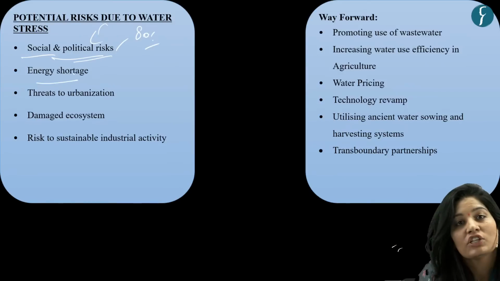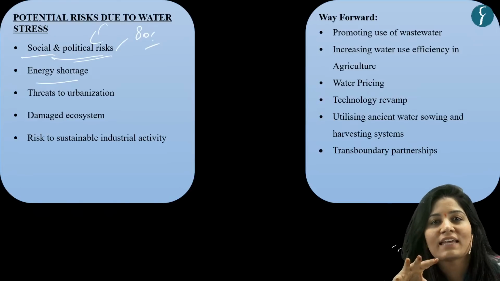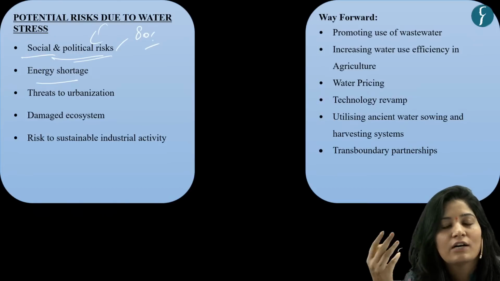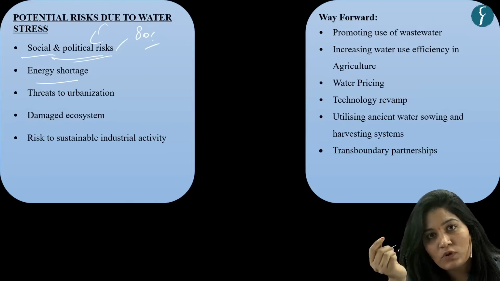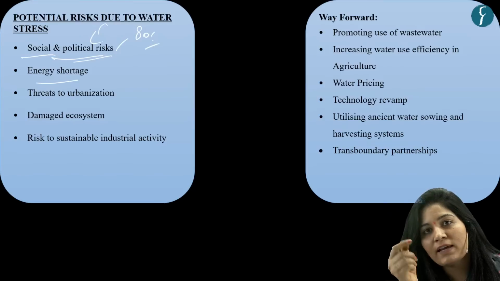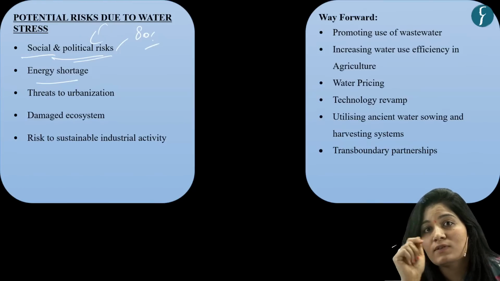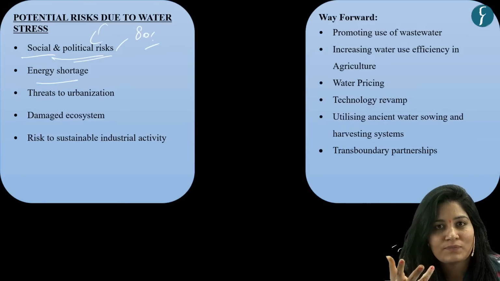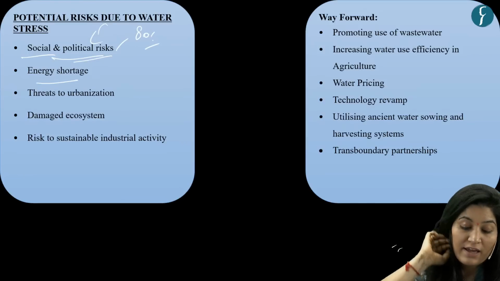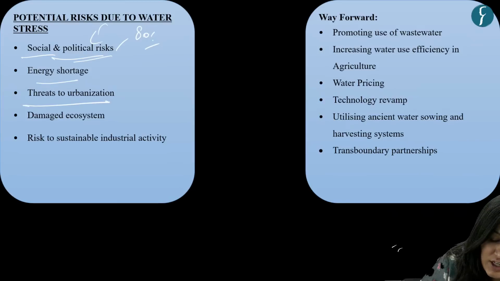Next is energy shortage. Now the mainstay of our energy hub is thermal power plants in India, and 70% of those thermal power plants will face shortage of water by the year 2030. So it will hamper our energy also in the long run. Then next, it is a threat to urbanization.